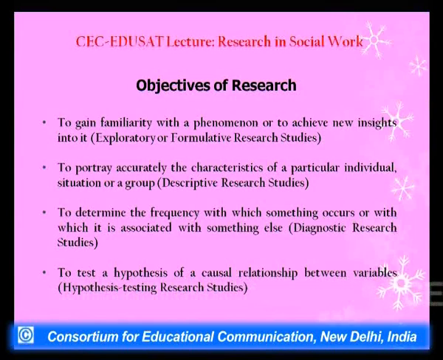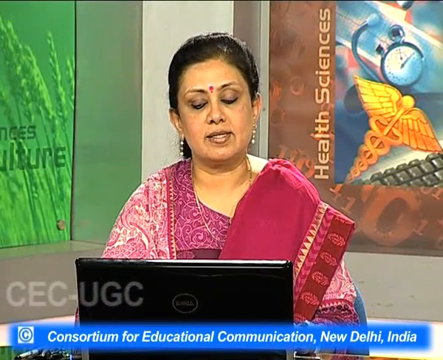The fourth research objective is where we want to look at causal relationships, that A causes B. So if we want to look at causal relationship between variables, then we have a category of research work which is known as the hypothesis testing research study. Apart from this, of course, in the domain of social work, we have a whole category of other researches. We have action research and we have evaluation research, etc., which will come a little later.